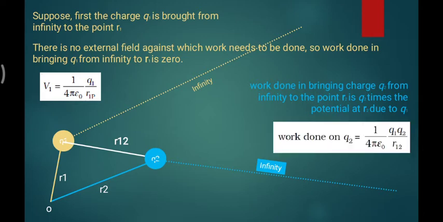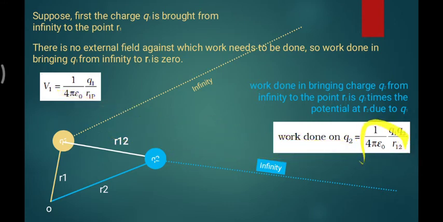So this is the work done, W is equal to q2 times 1 upon 4 pi epsilon 0 q1 upon r12, which is the potential. You can see this whole part I can replace with V1.